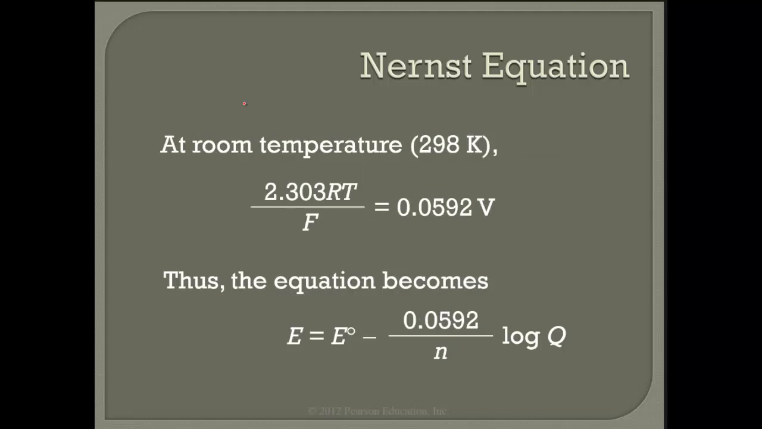At room temperature, 298 Kelvin, 2.30 RT over F is equal to 0.0592 volts. Thus, the equation then becomes E is equal to E naught minus 0.0592 divided by n times log of Q.